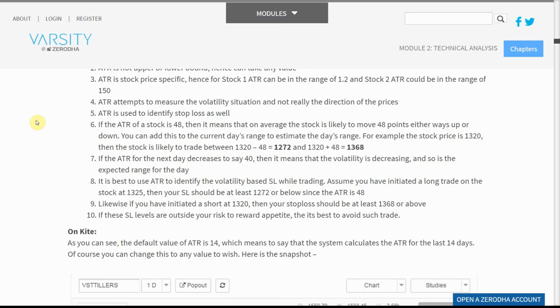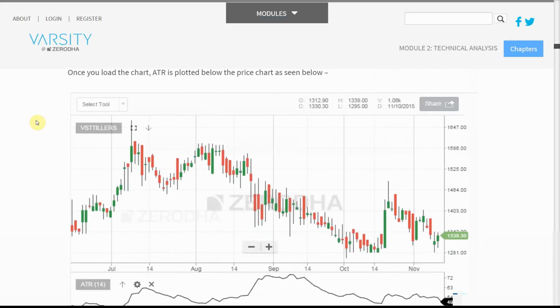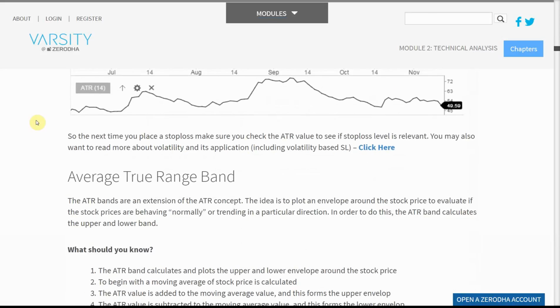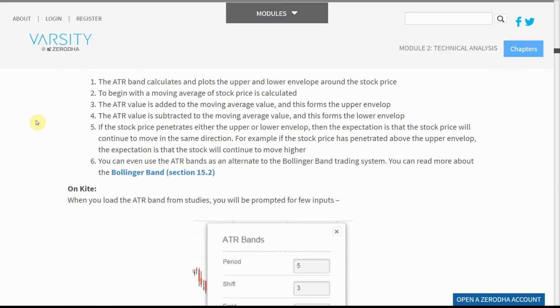If the stock price penetrates either the upper or lower envelope, then the expectation is that the stock price will continue to move in the same direction. For example, if the stock price has penetrated above the upper envelope, the expectation is that the stock will continue to move higher. You can even use the ATR bands as an alternate to the Bollinger Band trading system. You can read more about the Bollinger Band in section 15.2.